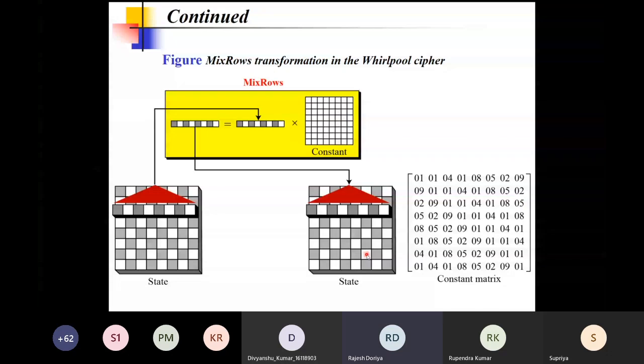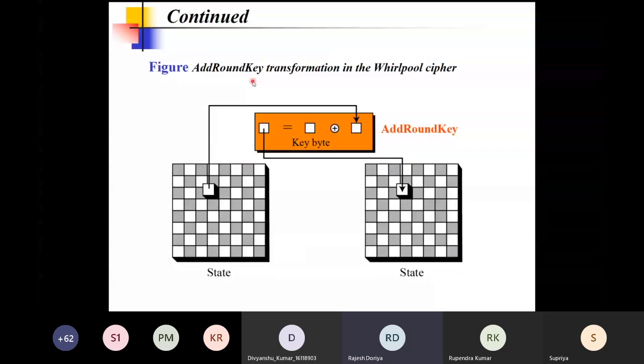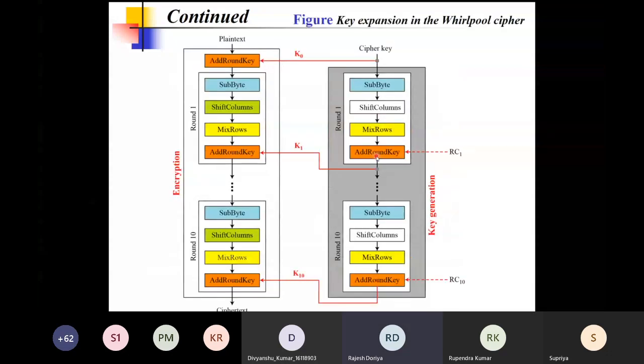Then we generate the different keys for each round with the help of this particular transformation, where we keep one of the entries and multiply it with a constant, and the result takes the place of the original one. A similar type of transformation or operation we have seen in AES as well. However, the computation over here is much simpler than AES. So this is the overall working of the Whirlpool cipher.